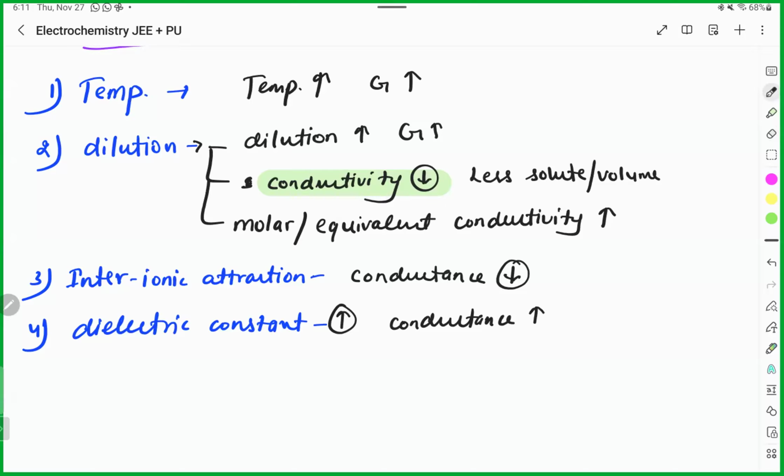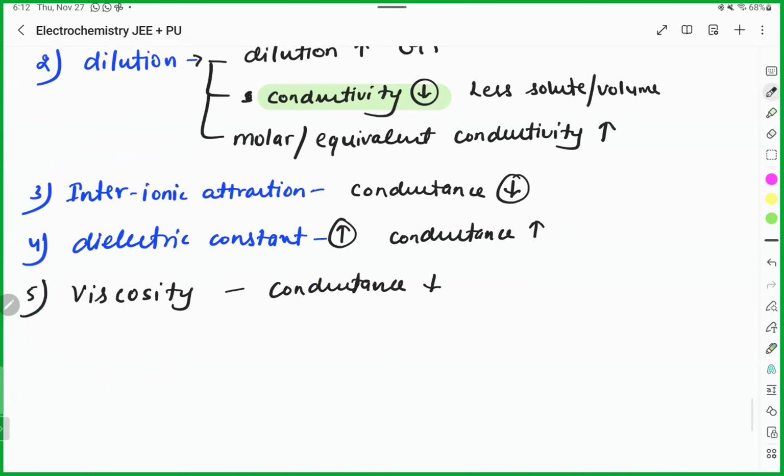What is the impact of the viscosity? That decreases conductance. Why? The movement of ions, I think. Viscous liquids are difficult to flow through. Correct. If you understand this, now we want to understand what is the molar conductance at infinite dilution.